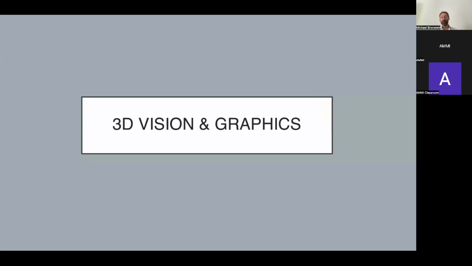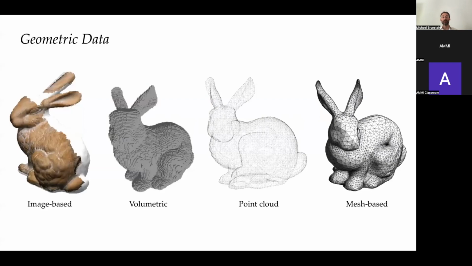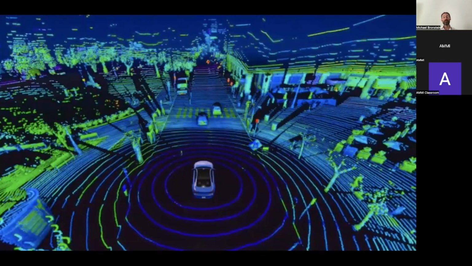Now in 3D vision and graphics, if you look at ways of representing geometric data, there are obviously multiple ways of thinking of three-dimensional objects. You can think of them, for example, as volumes and rasterize them using voxels, or you can think of them as point clouds, or as discrete manifolds or meshes. This is, for example, a typical input signal from a LiDAR. It's a specially structured point cloud.